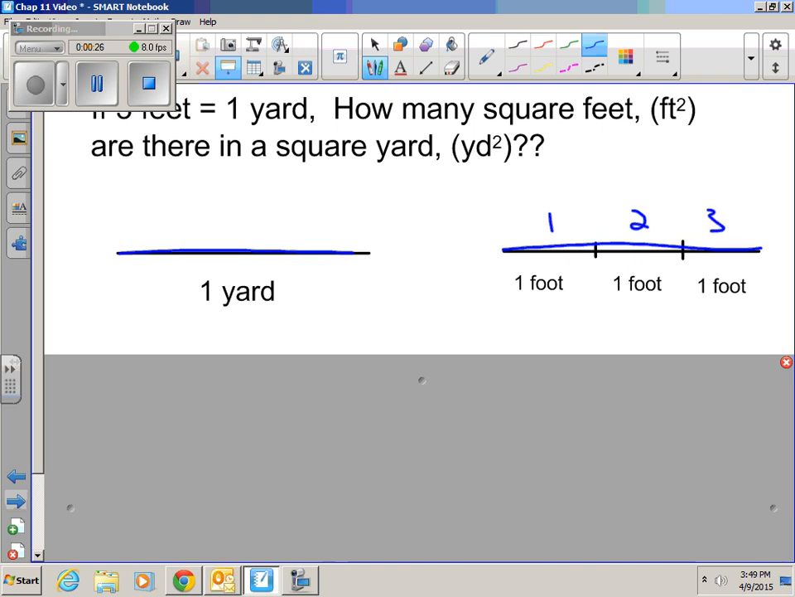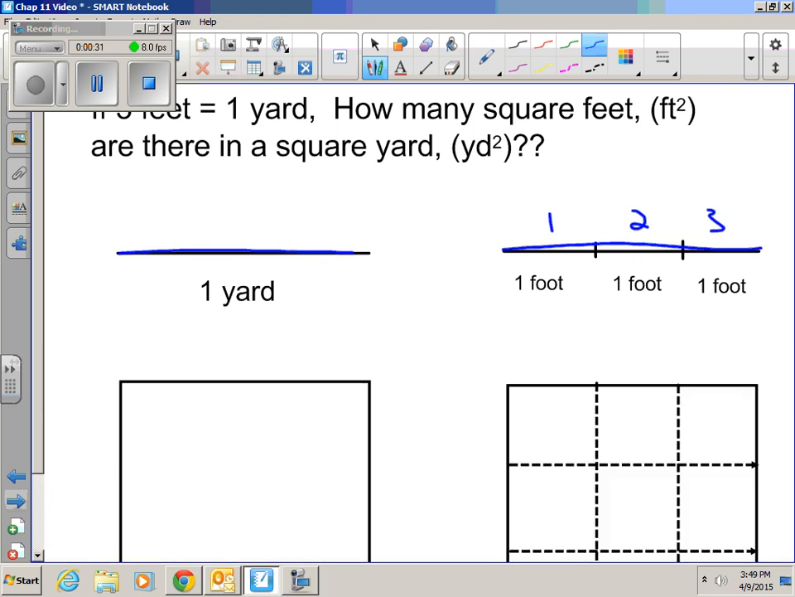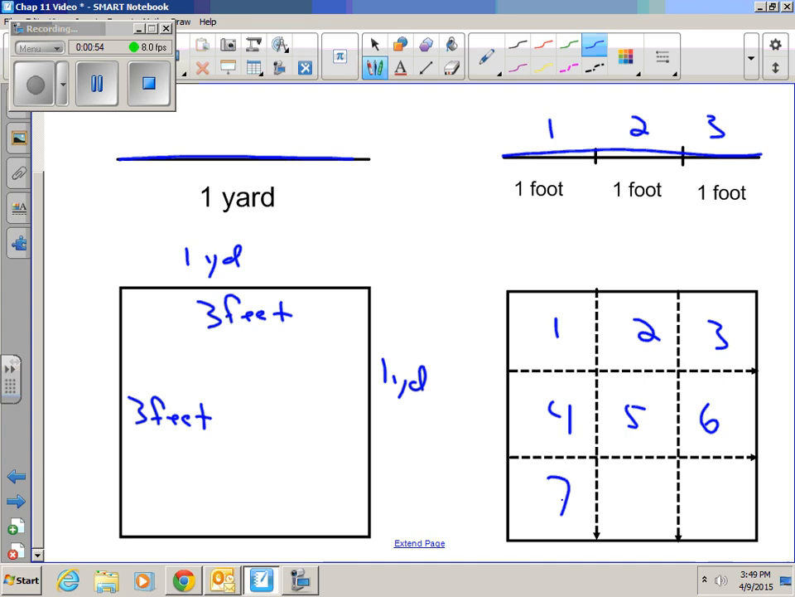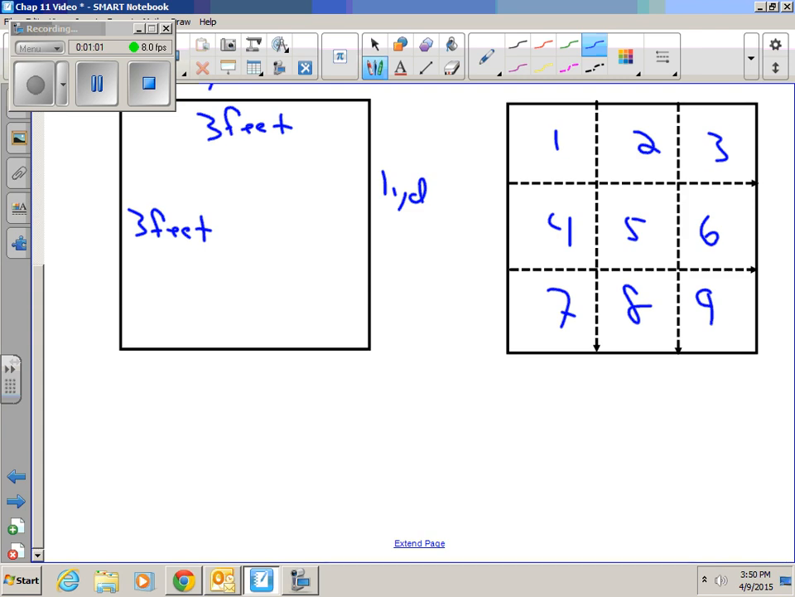So, how many square feet are there in a square yard? It isn't 3, because it's 9. If I take my square yard, 1 yard by 1 yard, that's 3 feet by 3 feet, which of course, 3 times 3 is 9. 1, 2, 3, 4, 5, 6, 7, 8, 9. So as you can see there are 9 square feet in a square yard.